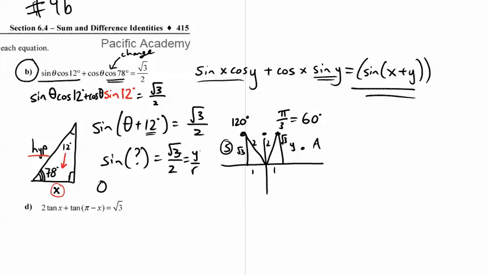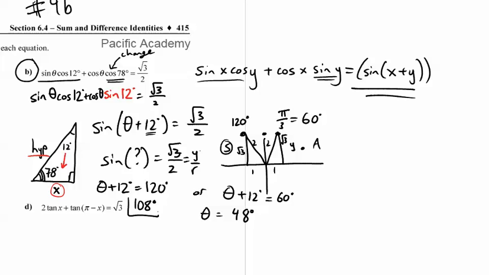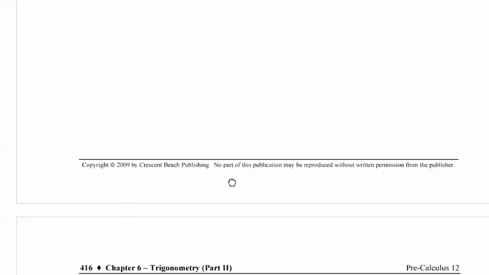So that means that some angle plus 12 is 120, or some angle plus 12 is 60. So that would mean that either theta is 48 degrees or 108 degrees. Now for question 6.